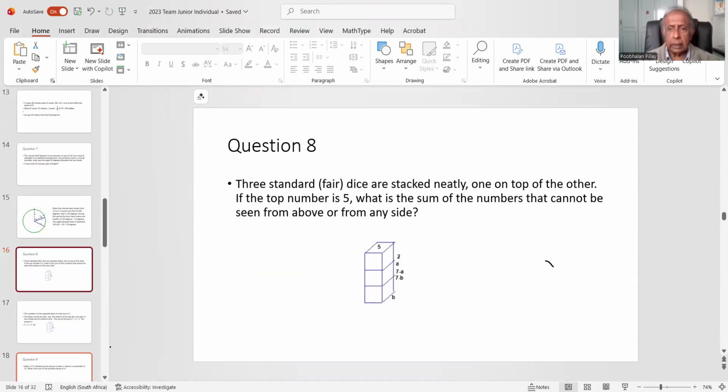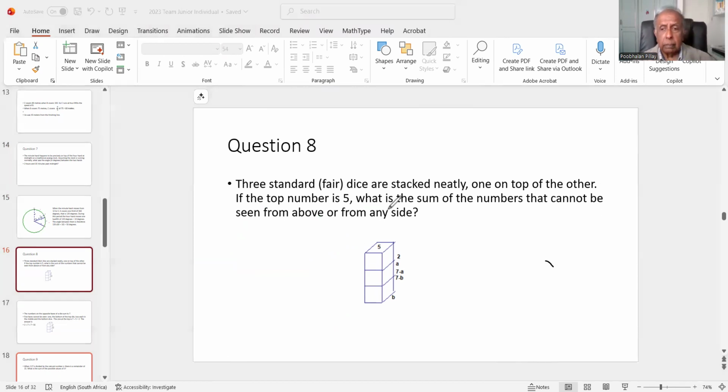Now, it says here the 3 standard fair dice are stacked neatly. Okay, you can see there's a picture here that 3 dice are stacked one on top of the other. The top number is 5. Right at the top, the number is 5. The question is, what is the sum of the numbers that cannot be seen from above or from any side?